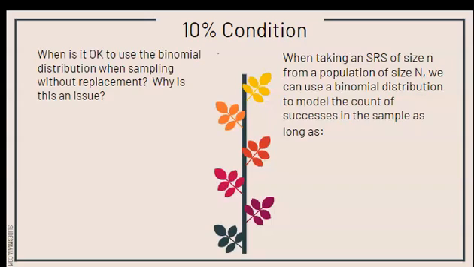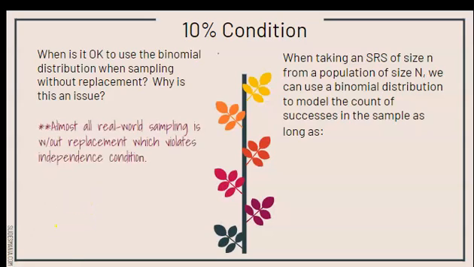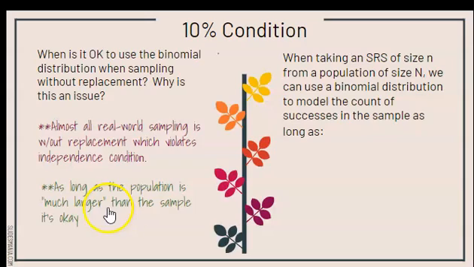So when is it okay to use the binomial distribution when sampling without replacement? If you don't replace something, that can affect the independence of a situation. Almost all real-world sampling is without replacement, which will violate the independence condition of BINS. So it could become an issue if we're going to be black and white about it. But there's something called the 10% condition that gives us a little leeway. As long as the population is a lot larger than your sample, not replacing one or two is not going to make a big difference in the probability. That's what the 10% condition is saying. Well, then the question is, what does much larger really mean?